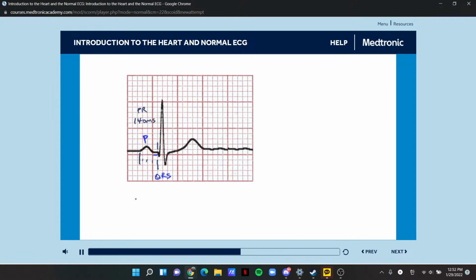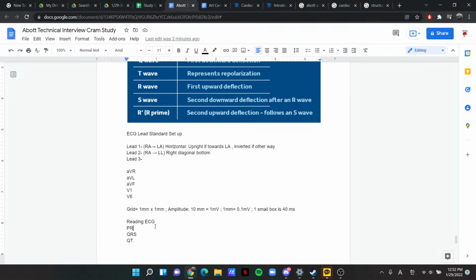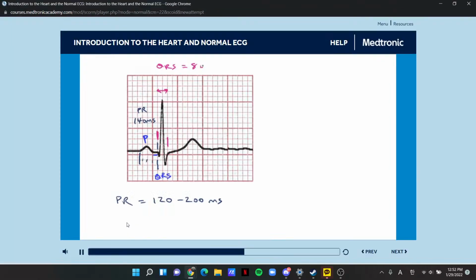What's a normal PR interval? Well, the normal PR interval should be between 120 and 200 milliseconds. We already measured the QRS duration in this cardiogram. It starts on this thin line, and the QRS ends on this thin line. This equals 80 milliseconds. The normal QRS should be between 80 and 120 milliseconds in duration.